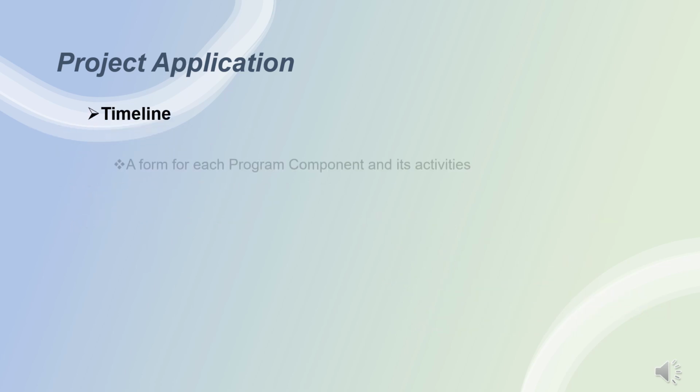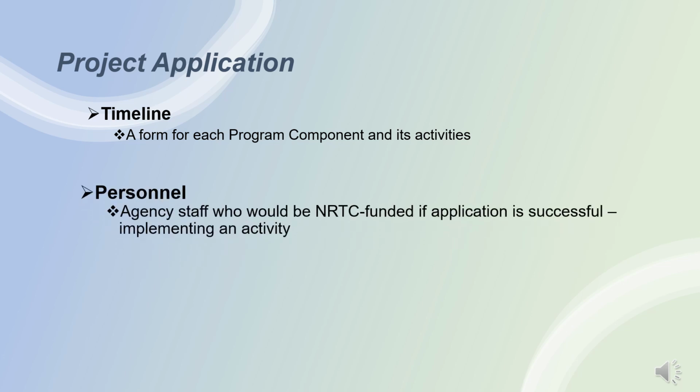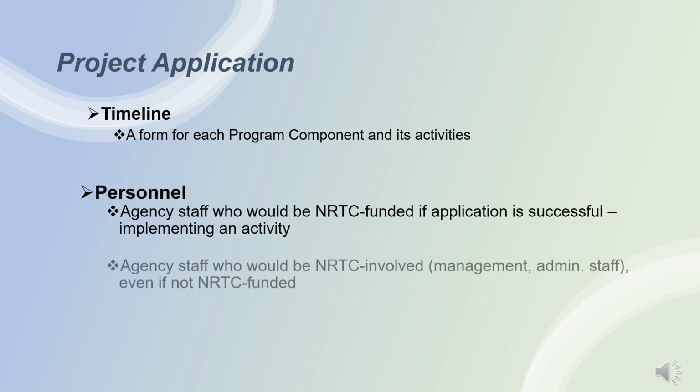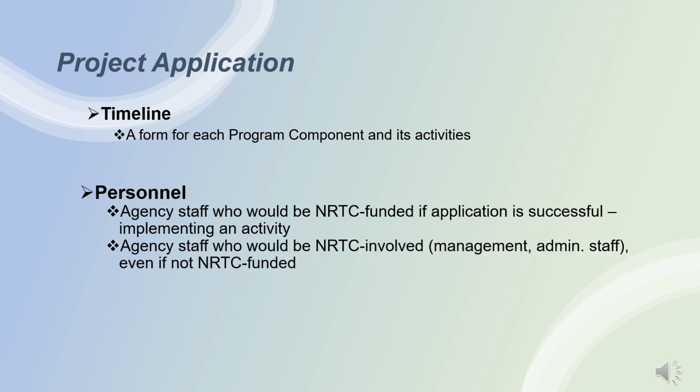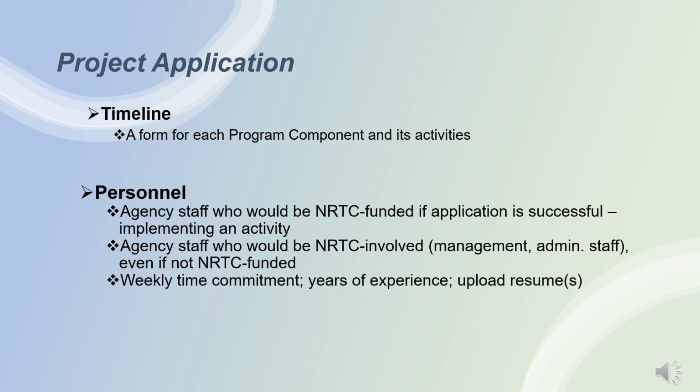For the timeline, there should be a form for each program component. Personnel should include agency staff that will implement an activity and agency staff that will be involved in the project. This would include management, administration, and staff. Weekly time commitment, years of experience, and resumes should be inputted here as well. The form can be completed multiple times.